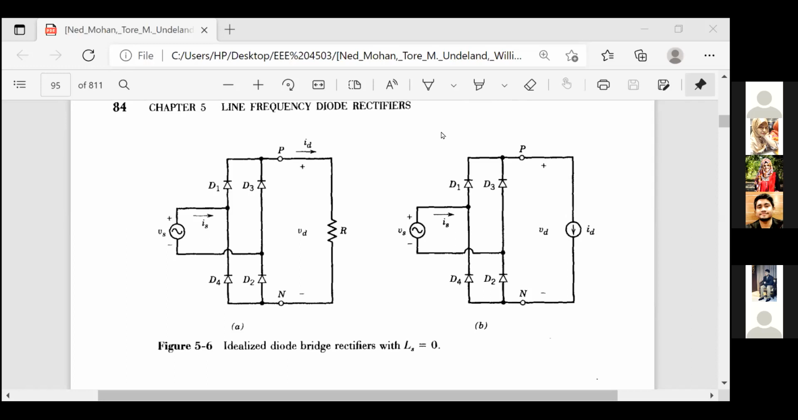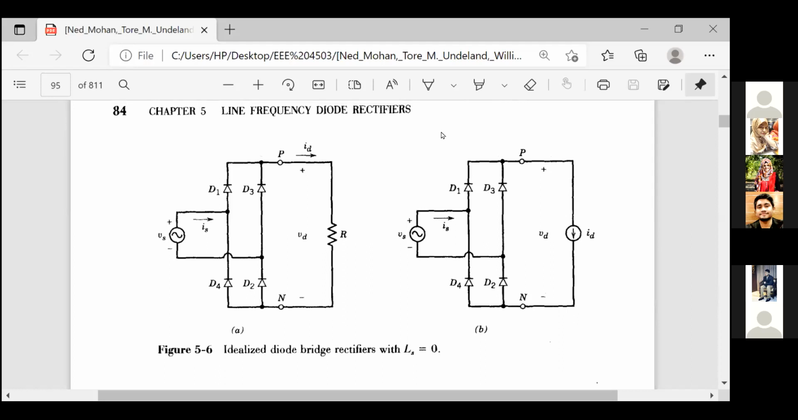Okay, look here. This is your VS. This is one terminal of your VS, and the other terminal, the negative terminal, is connected here. Neutral is connected here. Look here, this is the neutral point. From the load side, they put P and N. You have to remember this P and N. Okay. So now, suppose for the resistive load, let us think about the positive half cycle.